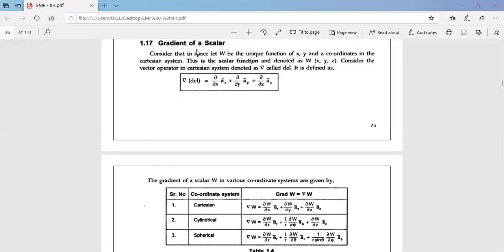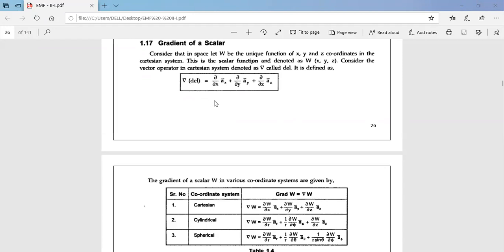Now this is called the gradient of a scalar. It's represented by this upside down triangle here. All it is is a differential operation. It's pronounced del. So this is the operation.